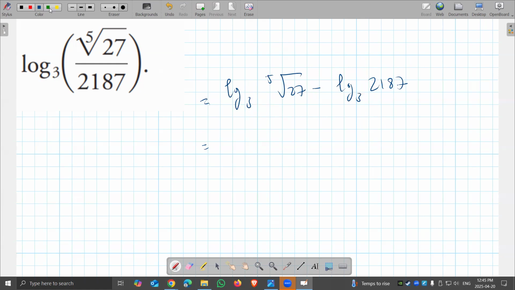So the next step for this one is to use the power rule. Let me know if you don't understand where the 1/5 comes from. For this one, you can't really do anything.